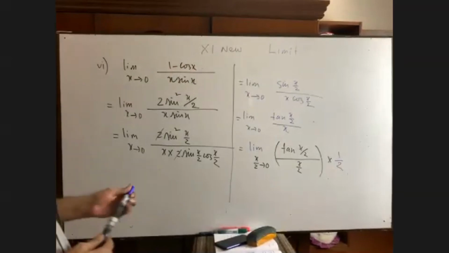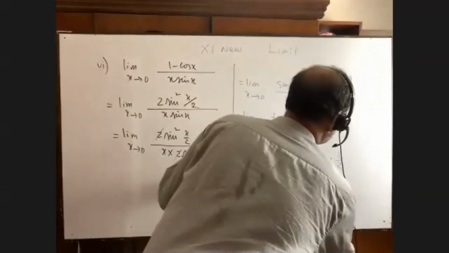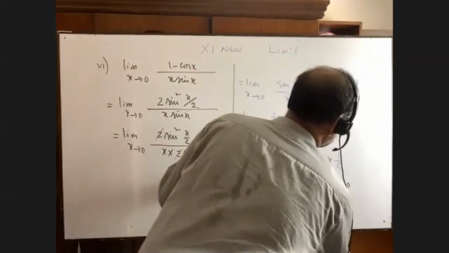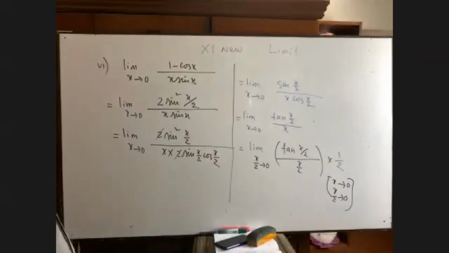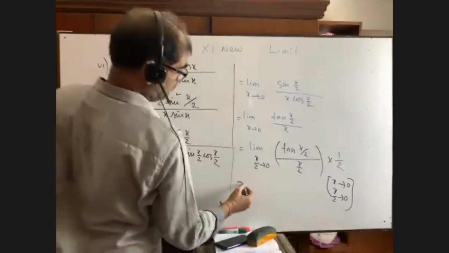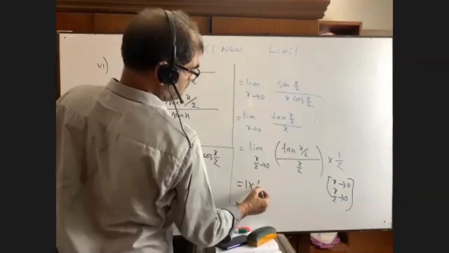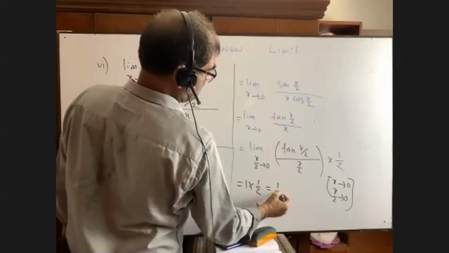Is it okay? That means when x tends to 0, then x by 2 tends to 0. That means we are getting here 1 into half. That is, our answer is half.